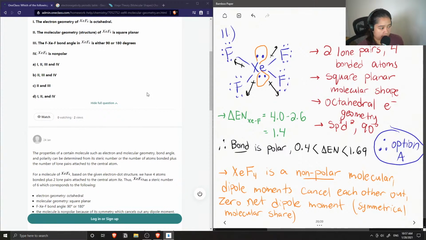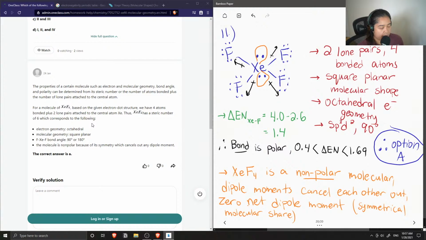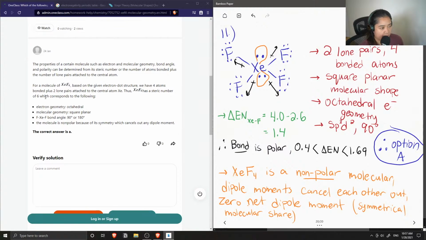Okay, so the junior tutor said that the properties of a certain molecule, such as electron and molecular geometry, bond angle, and polarity, can be determined from its steric number, or the number of atoms bonded plus the number of lone pairs attached to the central atom. For a molecule of xenon tetrafluoride based on the given electron dot structure, we have 4 atoms bonded plus 2 lone pairs attached to the central atom. Thus, it has a steric number of 6, which corresponds to the following: octahedral electron geometry, square planar molecular geometry, bond angle of 90 degrees.